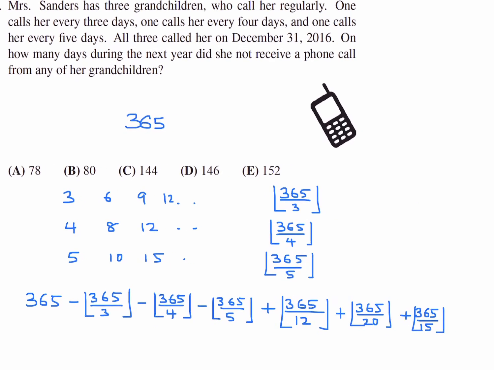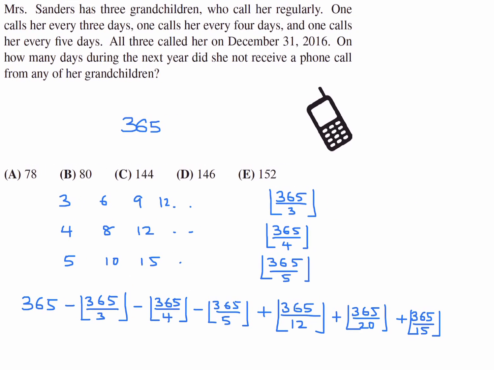There's one other thing we have to do, and I think that's the one that might be the hardest, is that we also have to take into consideration numbers that are the multiples of 3, 4, and 5, which would be multiples of 60. So 365 divided by 60.